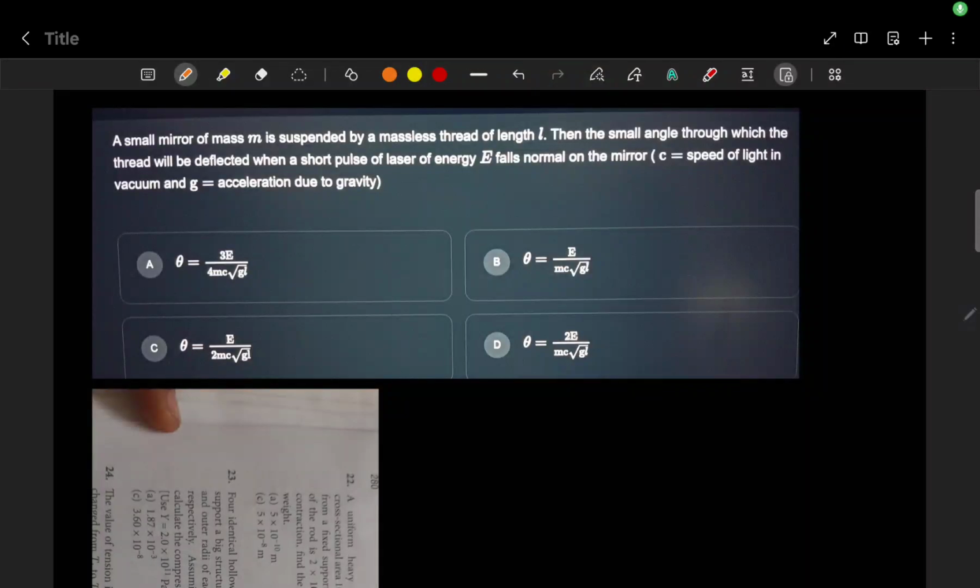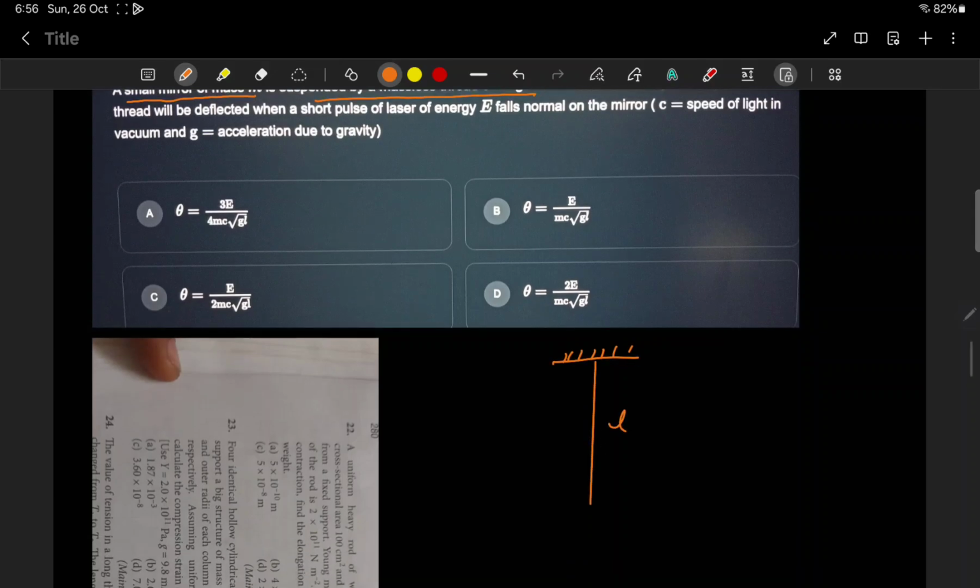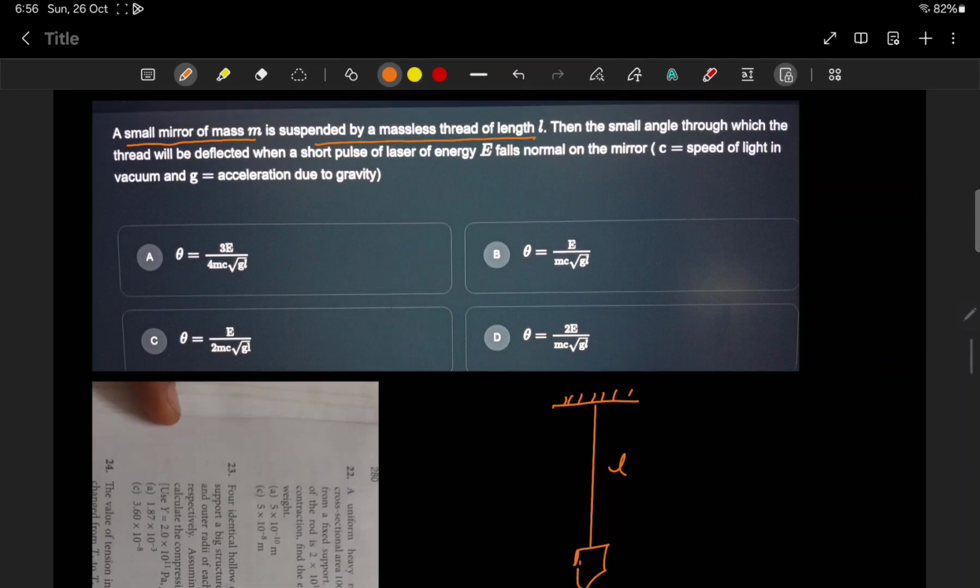So in this question, there is a small mirror of mass m suspended by a massless thread. Let me consider this is the thread, which has a length of L, and here you have the mirror. This mass is given as m. Now, find the small angle through which the thread is deflected when a short pulse of laser energy E falls normal to the mirror.